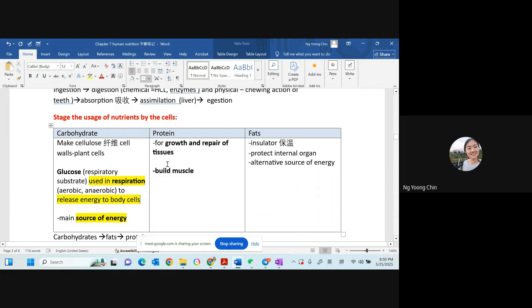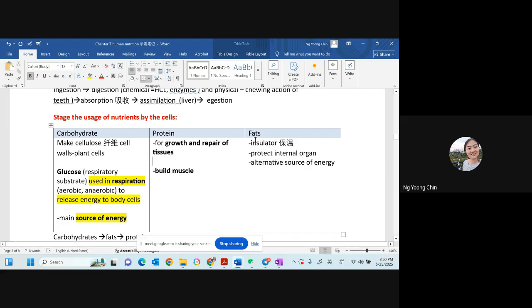Then how about proteins? Okay, proteins are actually not a source of energy. Protein is not a source of energy, but proteins will help tissues grow and repair and help us to build muscle. So those require proteins. Not only building muscle, but whenever your body wants to produce hormones and enzymes, they also require the input of proteins. So usually protein is used by the body to build something.